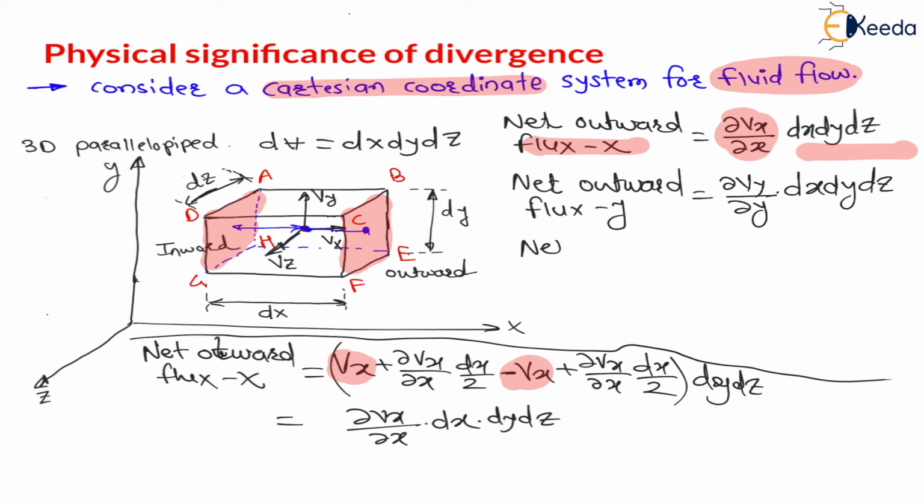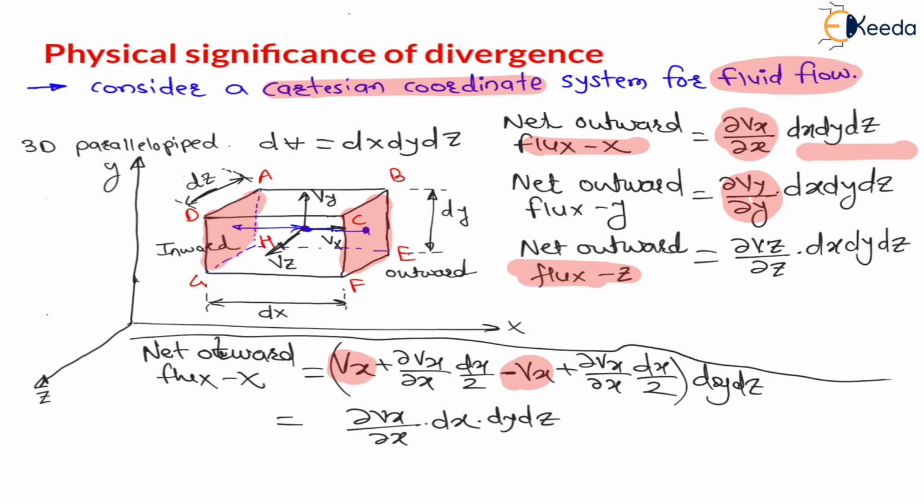Similarly, if I write the net outward flux along the z direction, then I have to consider the velocity gradient along the z direction. Therefore, it will become ∂vz/∂z into volume dx dy dz. Now, my dear students, these are the net fluxes along x, y, and z.